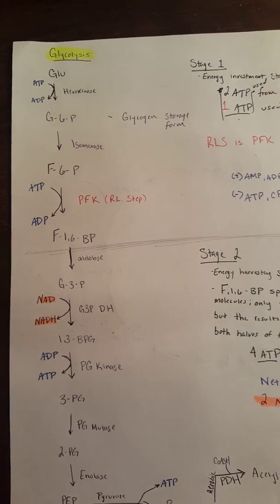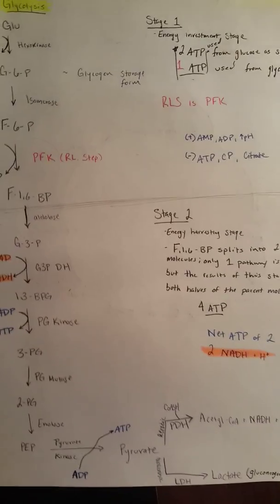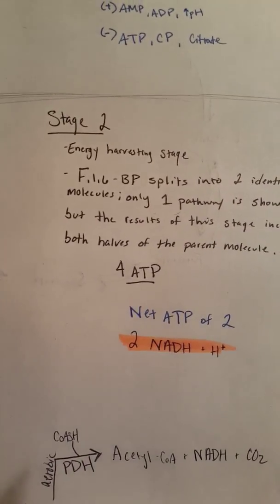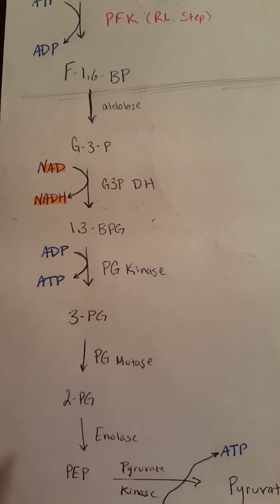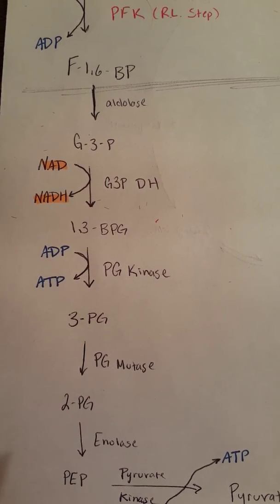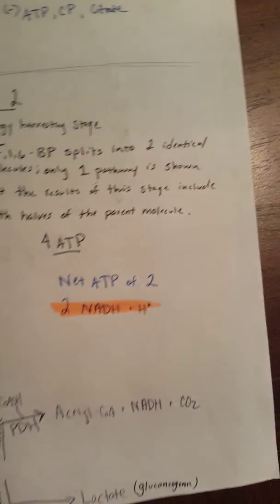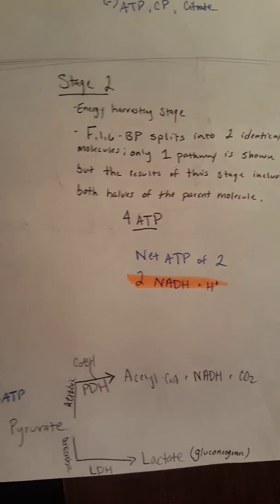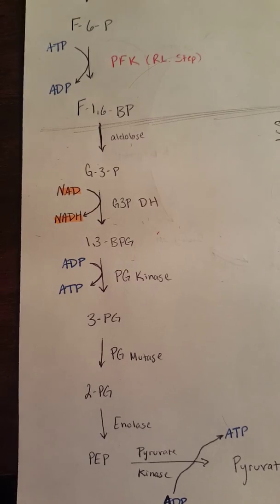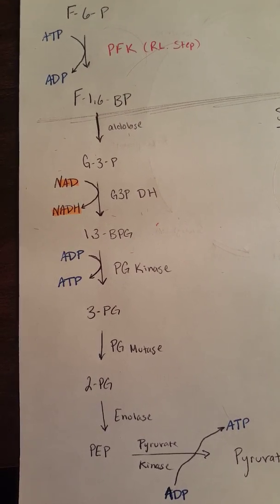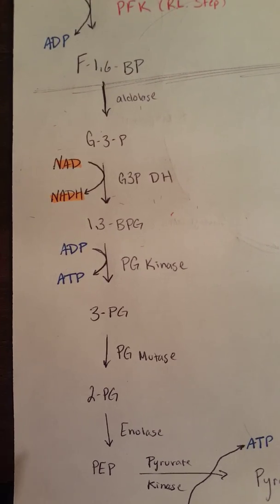And from here, as we move into stage 2, which is the energy harvesting stage, I've only shown one process as opposed to the dual process which normally occurs. So instead of showing both pathways, I've just shown one, and it's known that you repeat this twice. Okay, so we go from fructose 1,6-bisphosphate to G3P, which is glyceraldehyde 3-phosphate, using an aldolase enzyme.